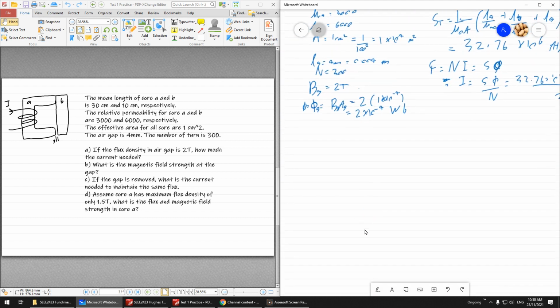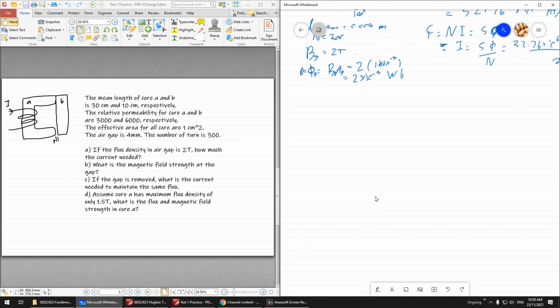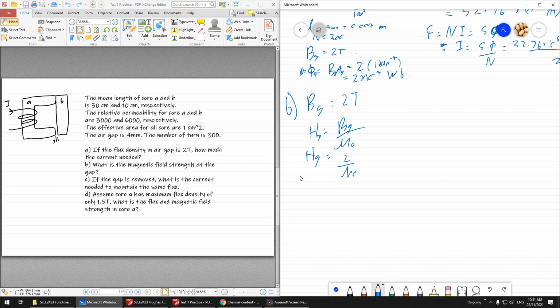Now the second question: what is the magnetic field strength at the gap? You already have B from question A. You already have B_G is equal to 2 T. Recall back, H is equal to B divided by mu. Because this is air, mu_r is equal to 1, so just mu naught. So H gap is equal to B, which is 2, divided by mu naught. This is how to solve B.